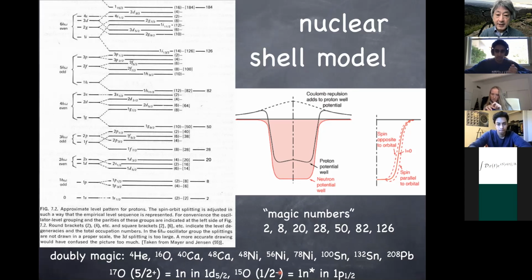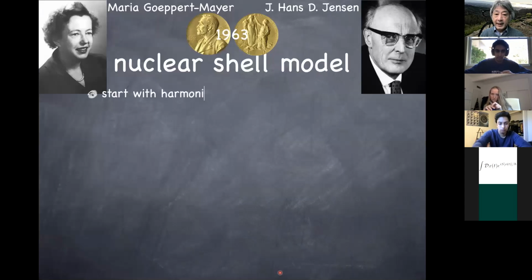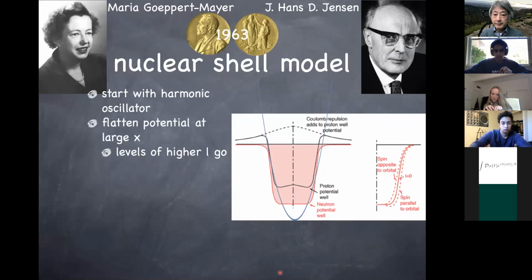Let me go back one slide where I was explaining this nuclear shell model. And let me go from there if you have any questions about it. Questions?